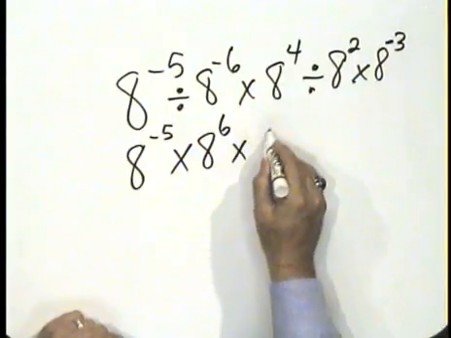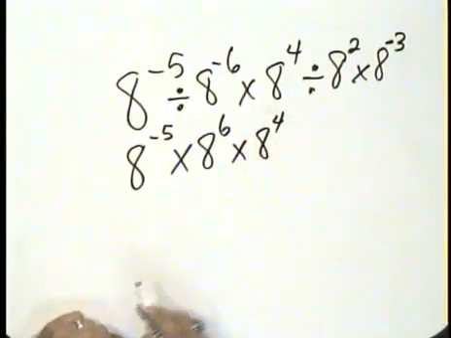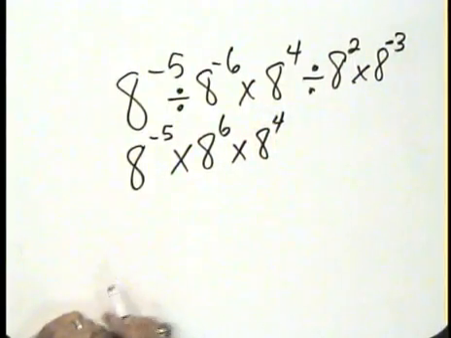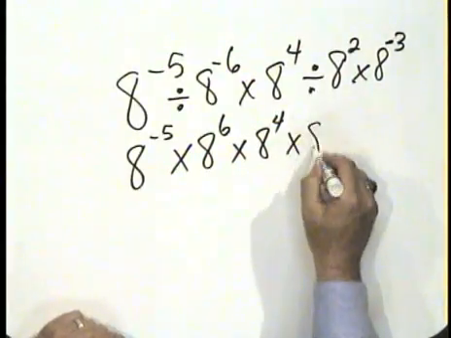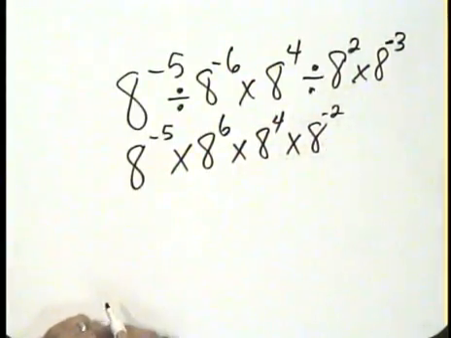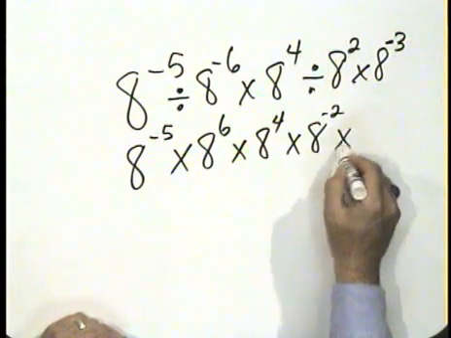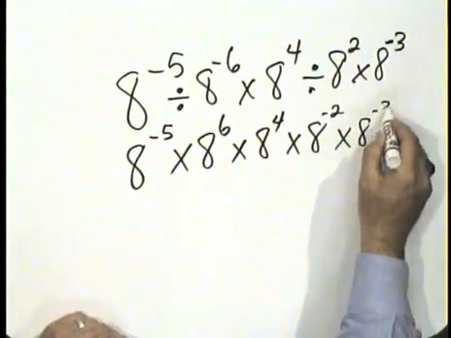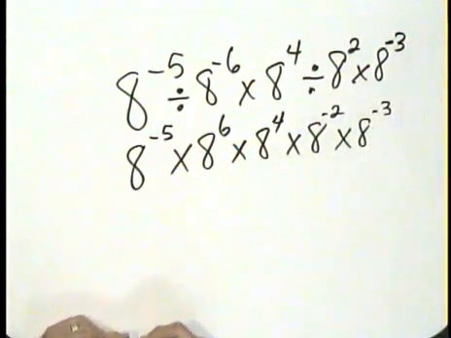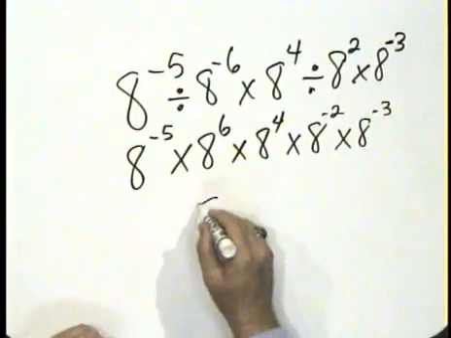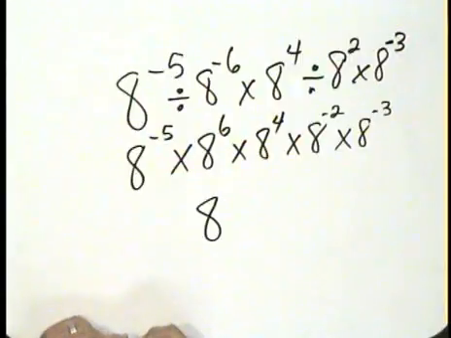We're not going to change multiplication, so we'll leave that alone. Dividing by 8 to the second is the same as multiplying by 8 to the negative second. And of course, multiplying by 8 to the negative 3 will not change. Well, now we have a bunch of multiplications, all of which have the same base. To solve this, all we have to do is keep the base, 8, and add the powers.